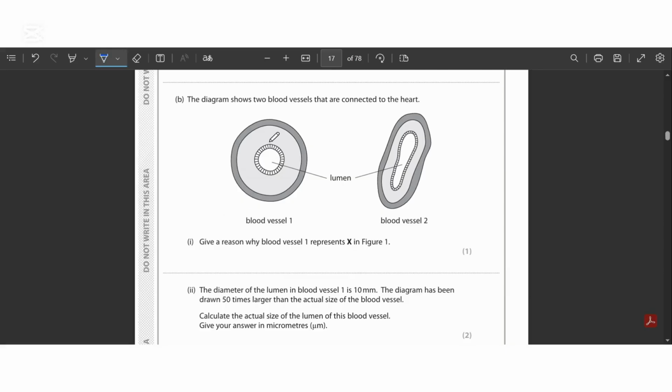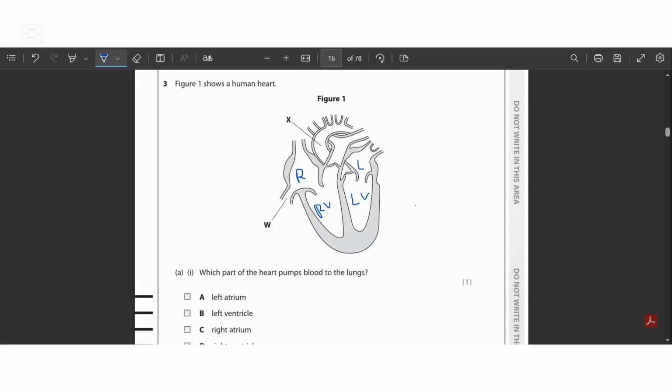So X was the aorta as far as I remember, but you can still check in the diagram. And blood vessel 1 is looking like this. So let's have a quick view of the diagram. X was the aorta, which is an artery. And since the aorta is an artery, it is going to have a small lumen. Also, it is going to have thick muscular elastic walls.